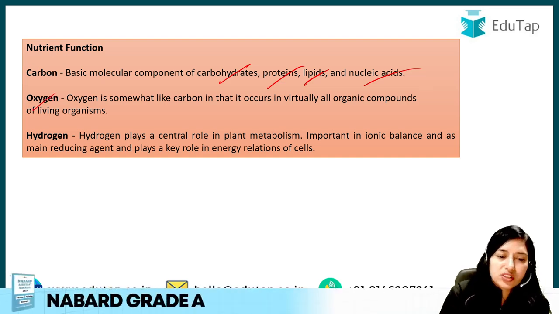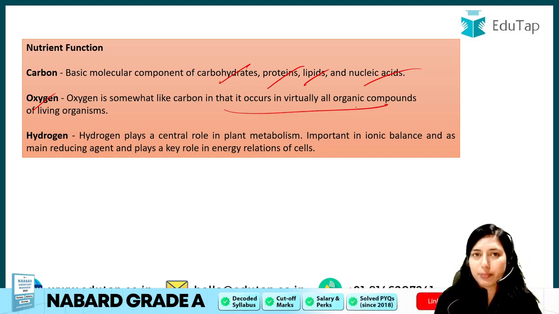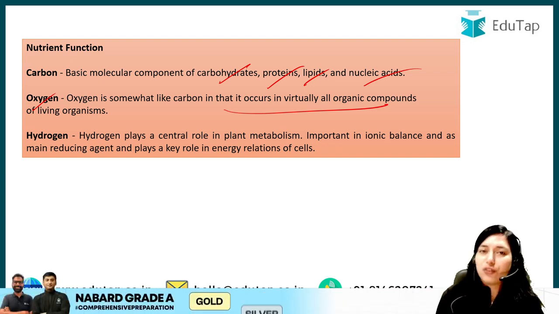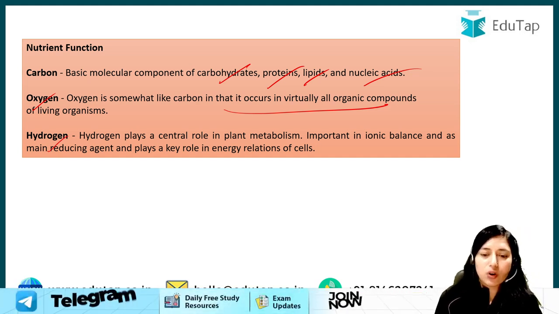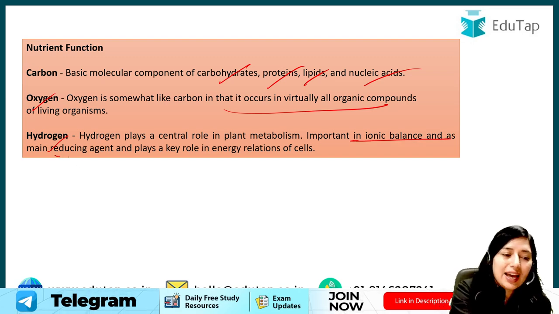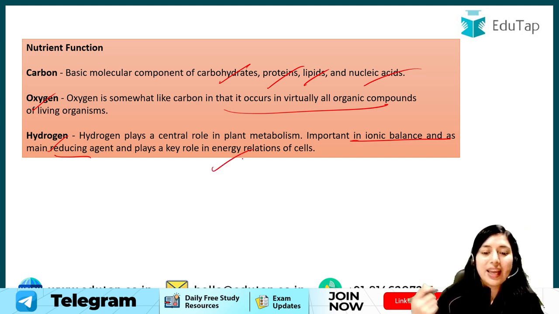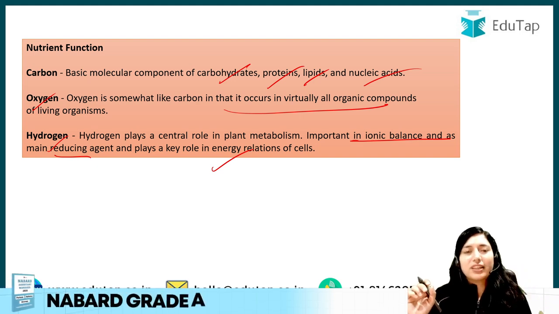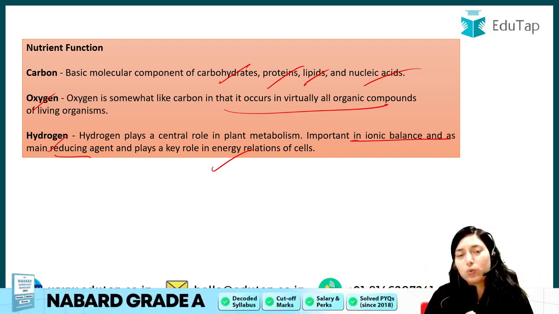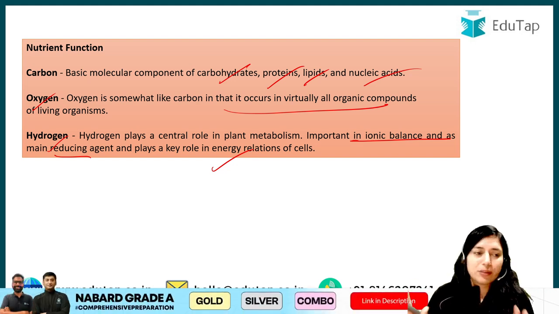Then coming to oxygen. Oxygen is somewhat like carbon, that occurs in organic compounds. So again it is part of organic compounds, right? Then hydrogen, again it is part of organic compounds. Also it is important in ionic balance and as a main reducing agent, and it also has a role to play in some energy relations in some reactions. Okay? So basically carbon, oxygen and hydrogen are the basic components found in the basic structure of the plant. Okay? For the basic structure of the plant.